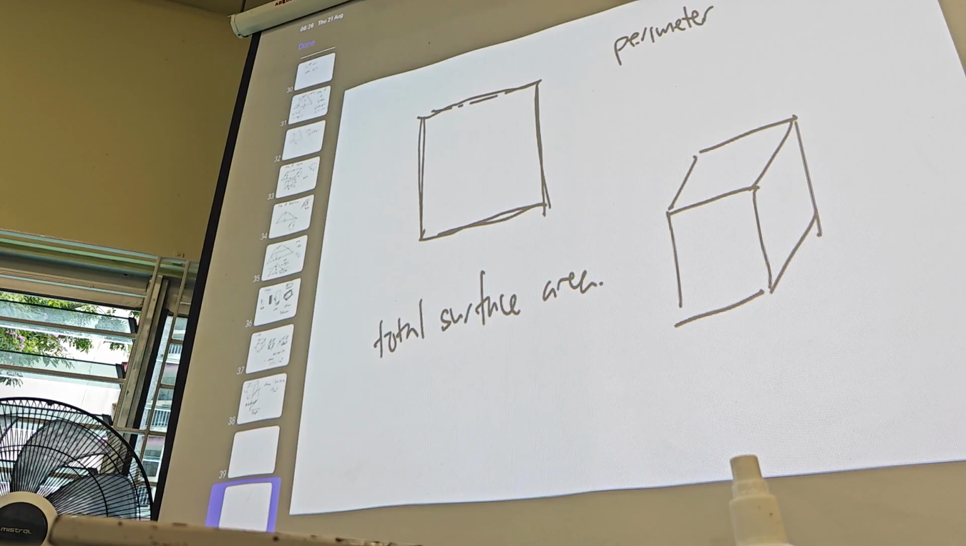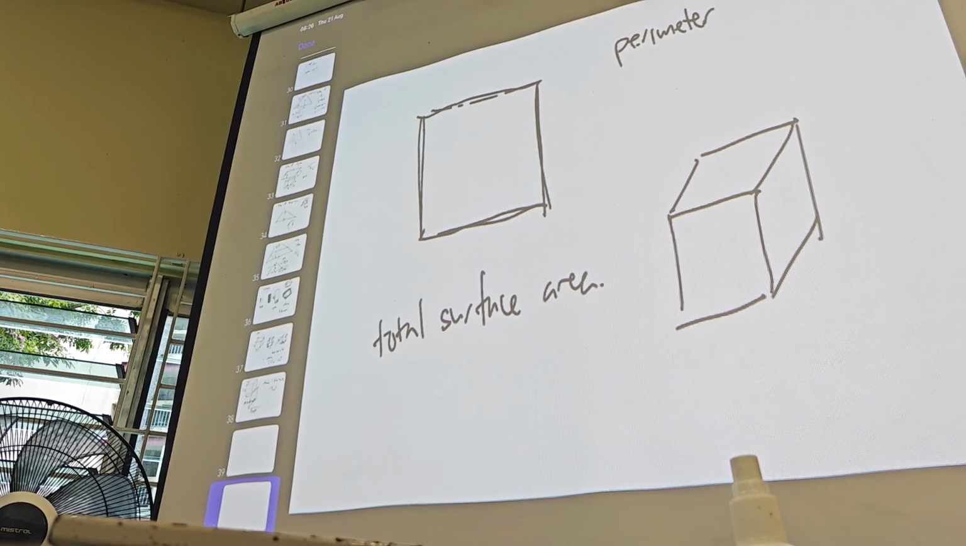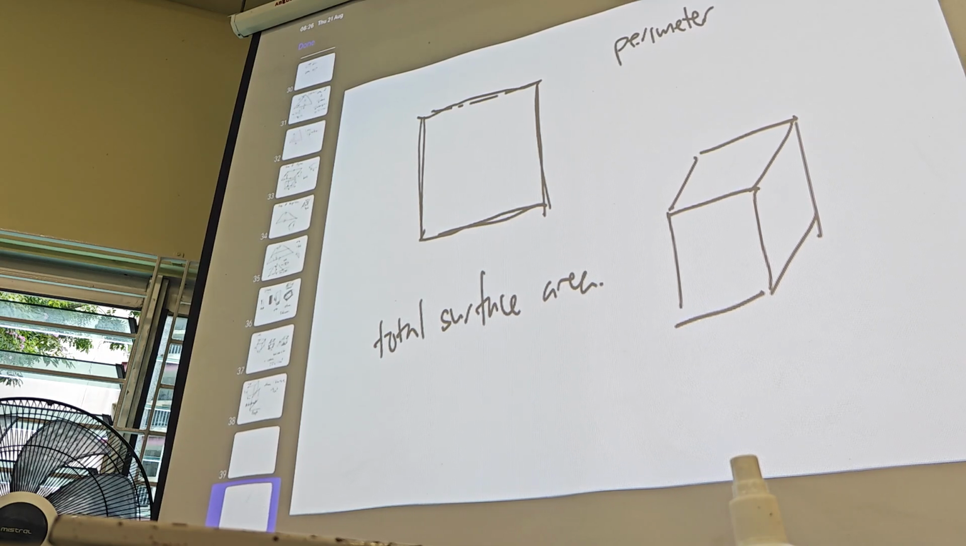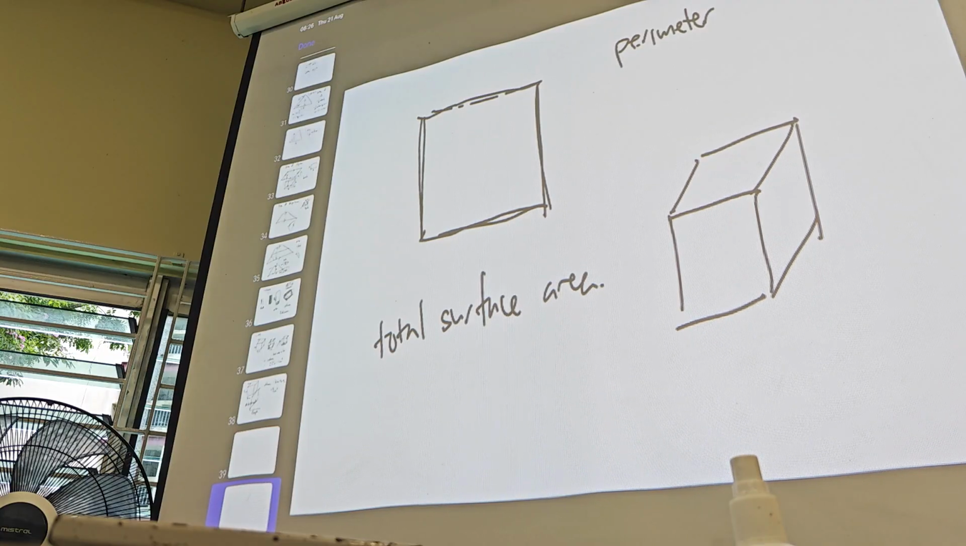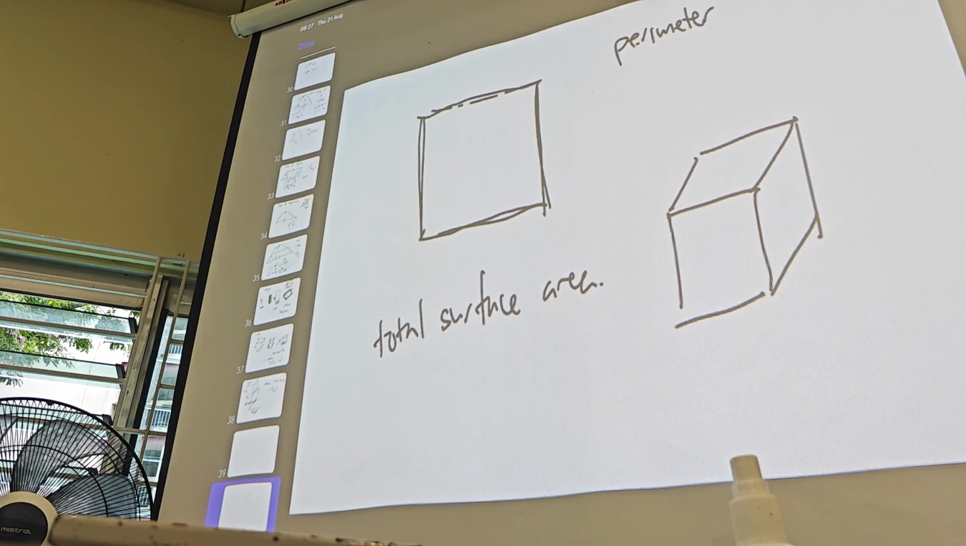Okay, so imagine this is now the solid that is generated. This is the box. Then I want all the surface that is covering this box. It will include this surface. It will include this surface. Okay? It will include this surface. It will include this surface. And it will include this surface.